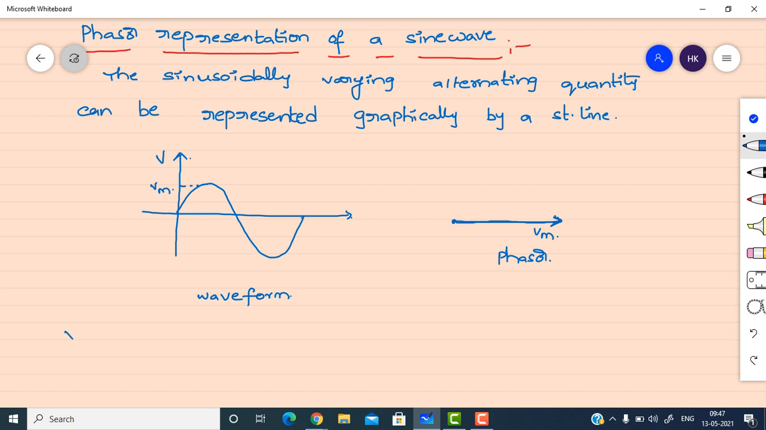And one more assumption in phasors or phasor diagrams, that is, all the phasors rotate in anti-clockwise direction with a constant speed. The phasors are assumed to rotate in anti-clockwise direction.